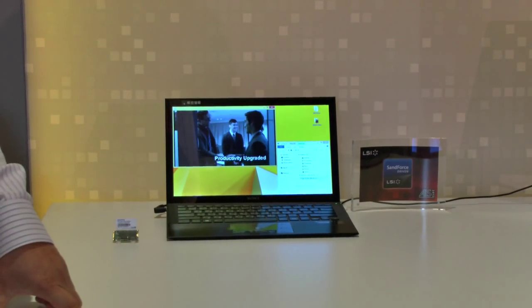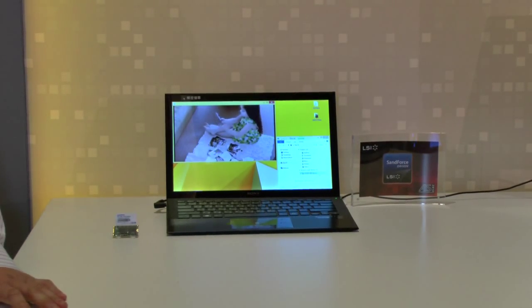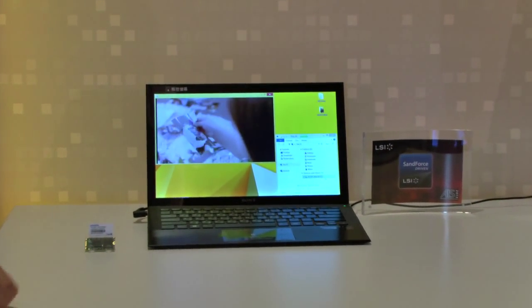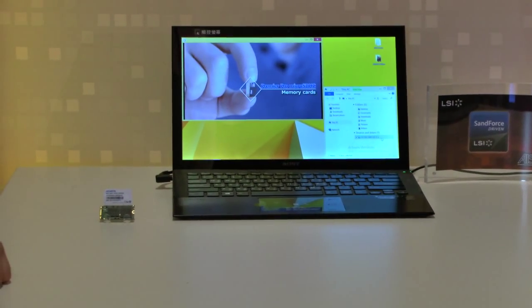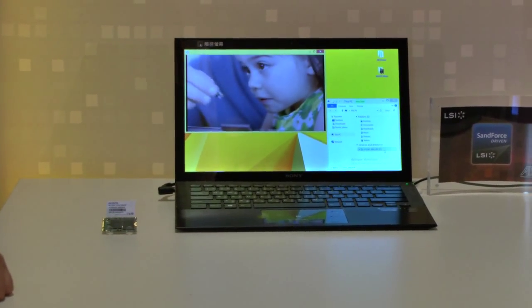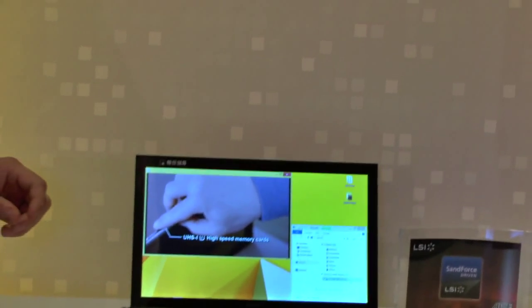Is that a... It's in the notebook. It's in the notebook. And that form factor, can you tell us a little bit more about the notebook and what bringing that form factor does?